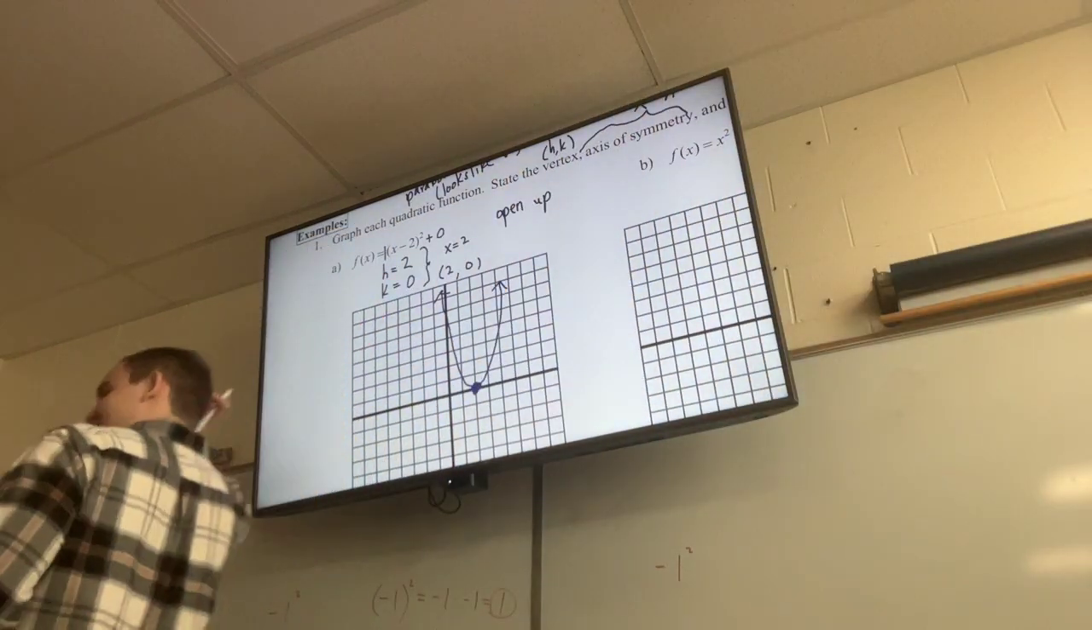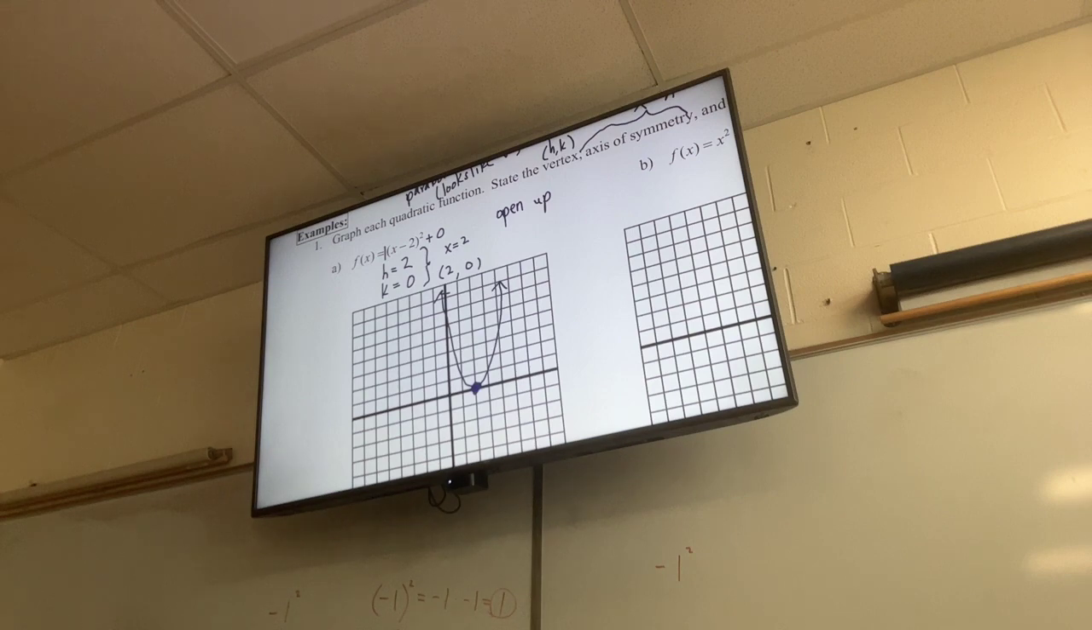So we could just draw like... Does it matter where it is on the y-axis? Not when you're in vertex form. Okay. Wait, so it literally doesn't matter? So you can make it as wide as you want or as skinny as you want? Yeah, for these, yeah.